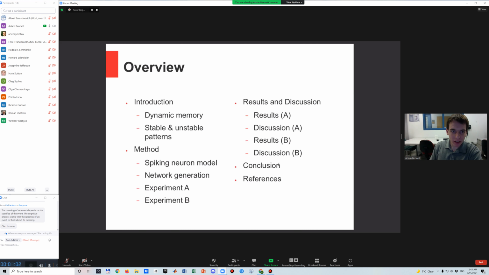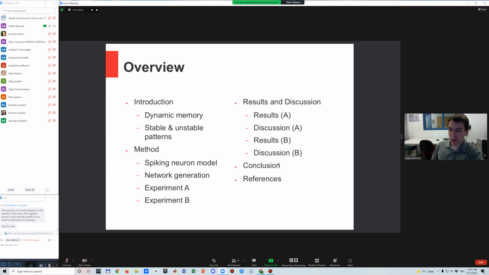Okay, so a quick overview. First, I'll go into some background on spiking networks and dynamic memory, and then I'll cover what exactly I mean by stable and unstable patterns, which is something I'll be talking about a lot. They're an important concept for dynamic memory. Then I'll talk about my experimental method, starting with the model for the spiking neuron that was used, a brief overview of the network generation algorithms, and then I'll lay out the experiments that were done.